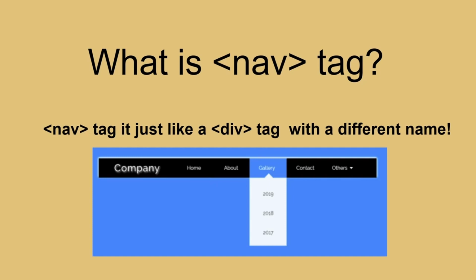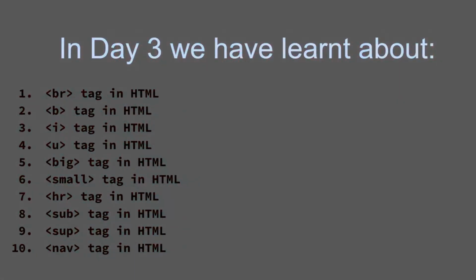Okay, hopefully you are clear with all the basic tags of HTML. Now what we have learned today, let's see. So in day 3 we have learned about BR tag in HTML, B tag in HTML, I tag, U tag, big tag, small tag, HR tag, subscript, superscript, and then the last one is the nav tag in HTML.